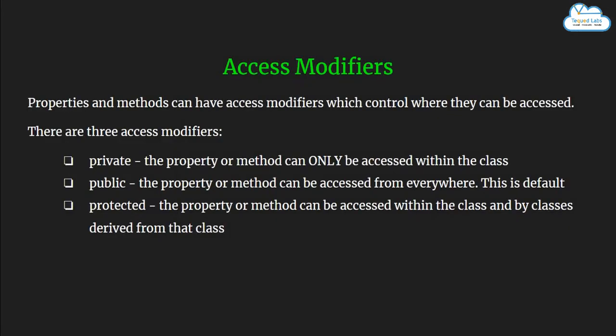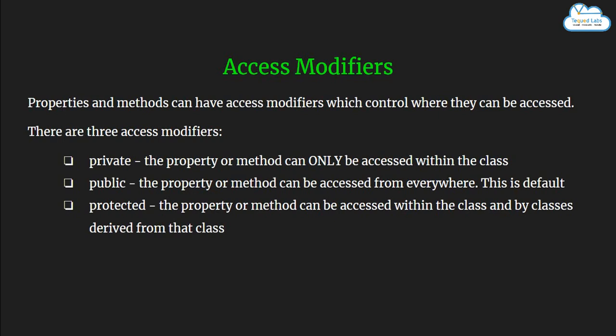Next we have access modifiers. Now what are these access modifiers? Properties and methods have access modifiers which control where they can be accessed. Right, so it basically controls where you can access it. Maybe is it in a function, or is it outside a function, or is it completely outside a class, right? So these are called access modifiers. Now basically there are three access modifiers which are used, called public, protected and private. Right, so what is private? A property or method can only be accessed within a class. So when you use this private access modifier, that means you can only access the variables or the methods within that particular class.